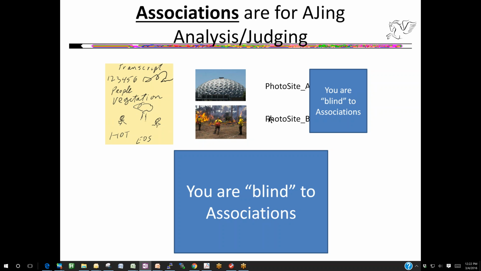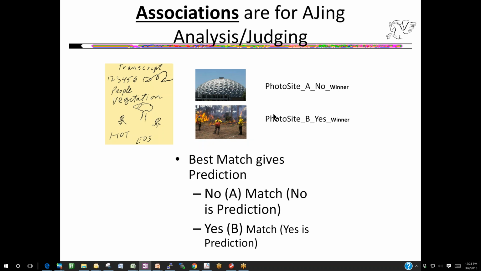Once you finish your judging, then available to you as a judge, you would then be able to see that in this example, we had the no associated with the winning side. So this photo site B was associated with a yes. And so your prediction in this case would clearly be yes. So this is how, in this example, a prediction for yes would be obtained. If this transcript had been round and triangles in there and a structure, then your prediction would have been no.